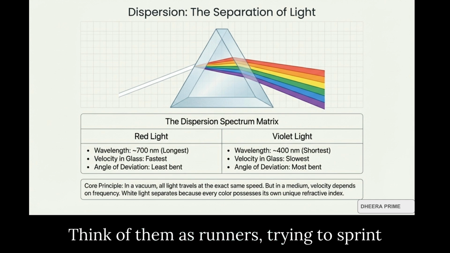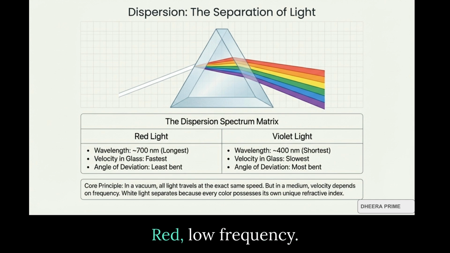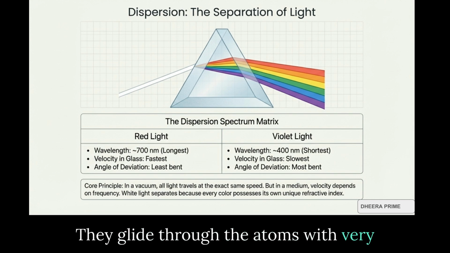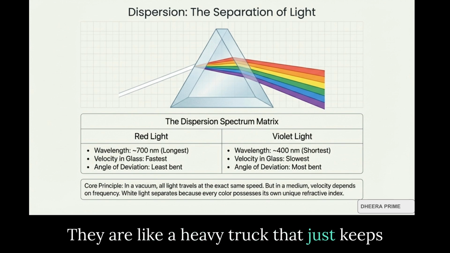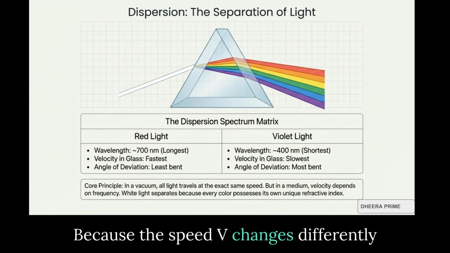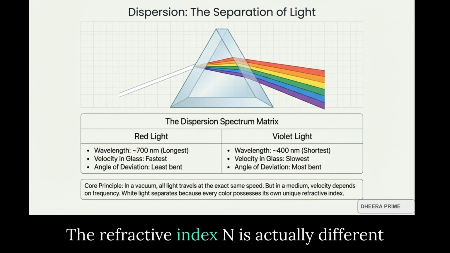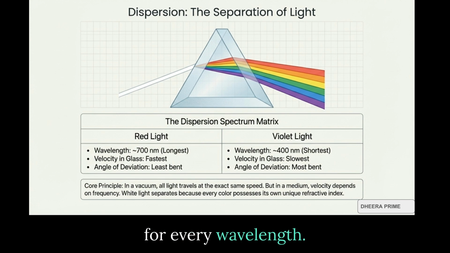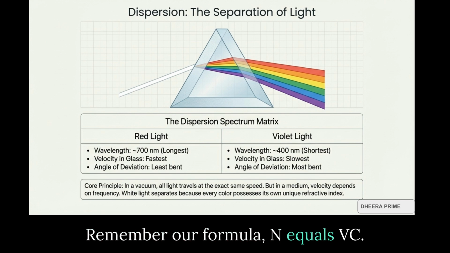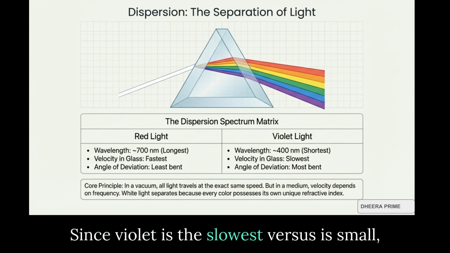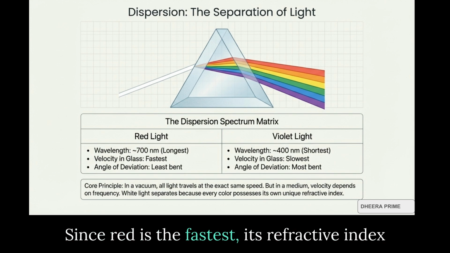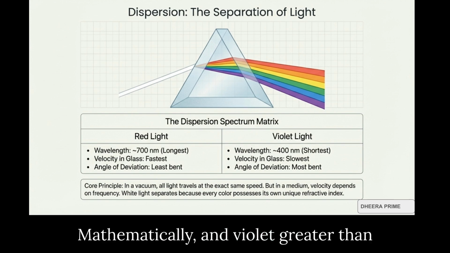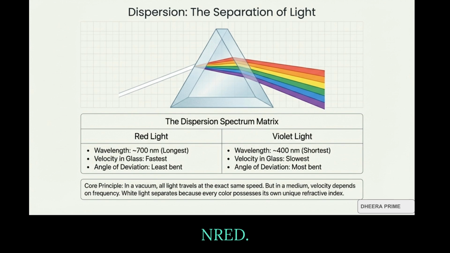Think of them as runners trying to sprint through high grass. Red, low frequency: these are long, lazy waves. They glide through the atoms with very little interference, maintaining a higher speed than the others. They are like a heavy truck that just keeps rolling. Because the speed v changes differently for each color, the refractive index n is actually different for every wavelength. Remember our formula, n equals c/v. Since violet is the slowest, v is small, so its refractive index is the highest. Since red is the fastest, its refractive index is the lowest. Mathematically, n_violet is greater than n_red.